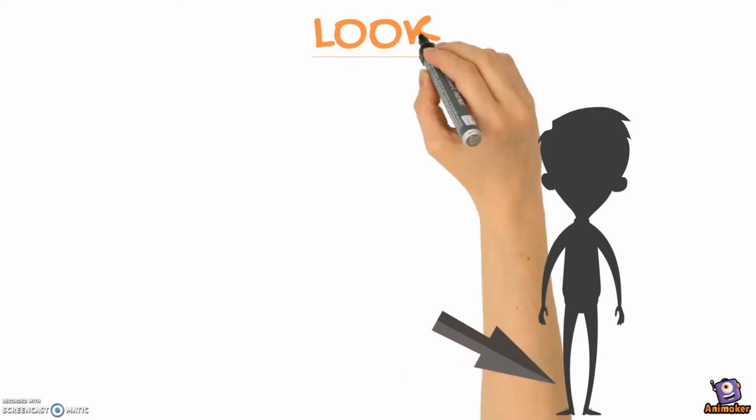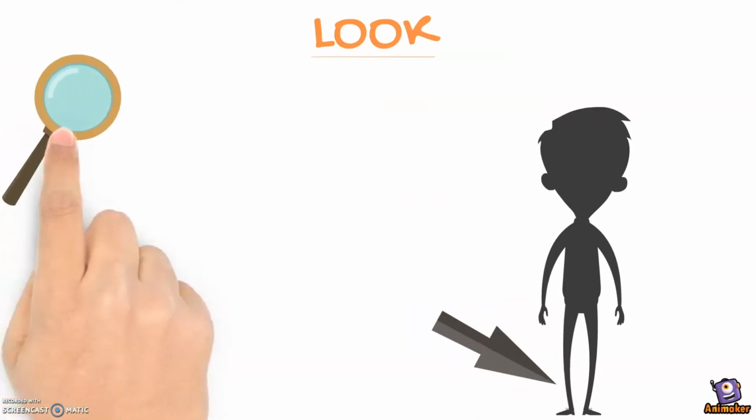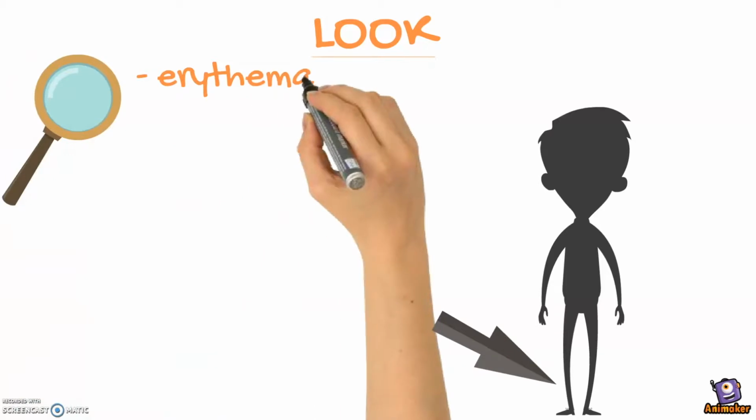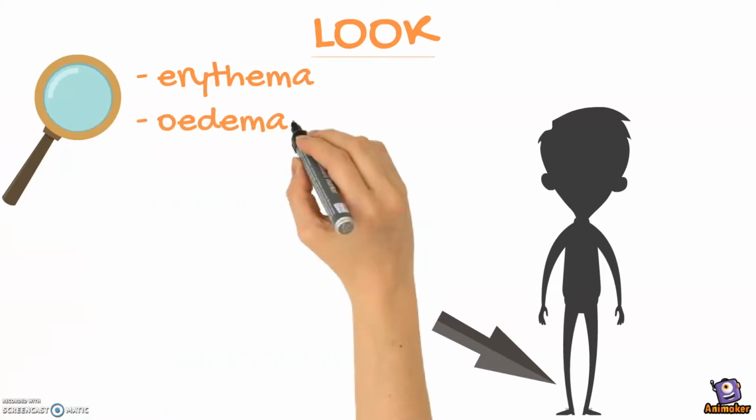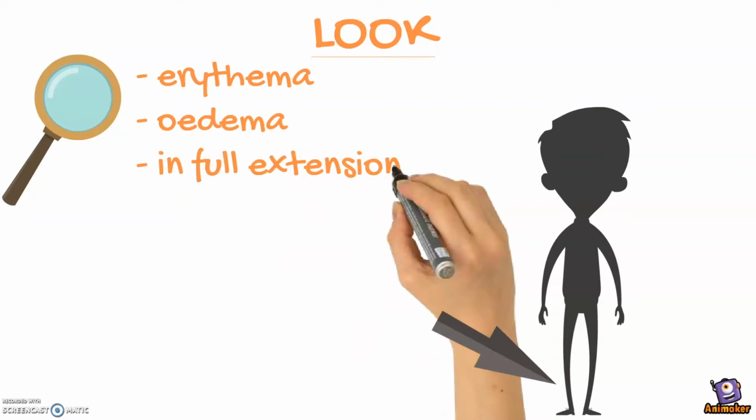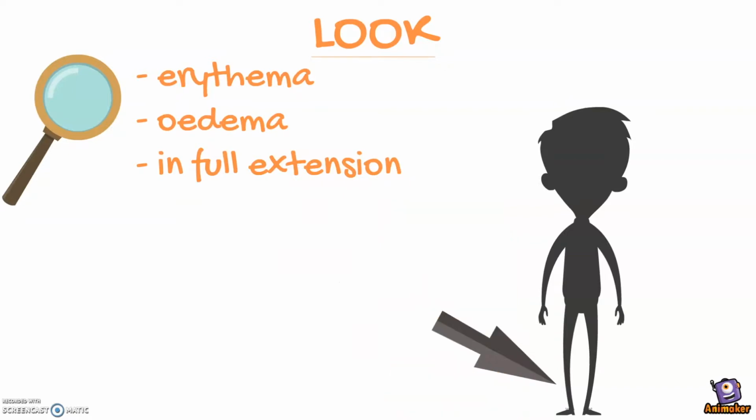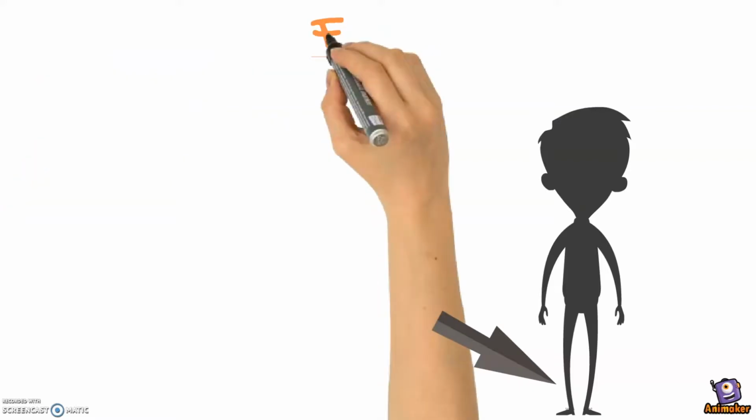On inspection, the joint is obviously red and swollen and is fully extended. The affected joint lies in the position of maximum joint volume, be it full extension of a septic knee or the FABER flexion, abduction, external rotation position of an affected hip.